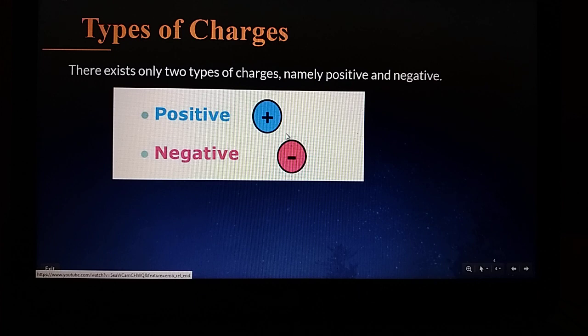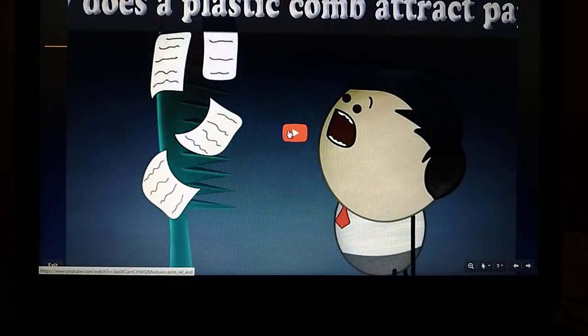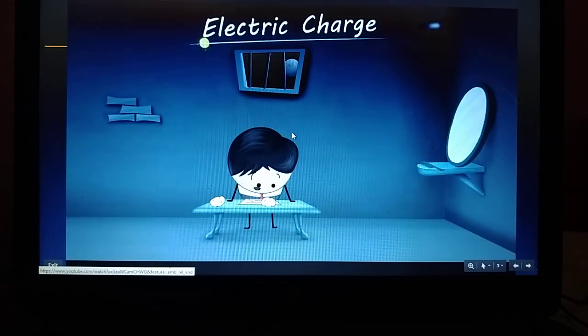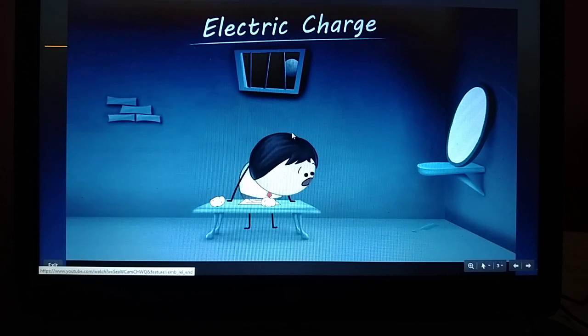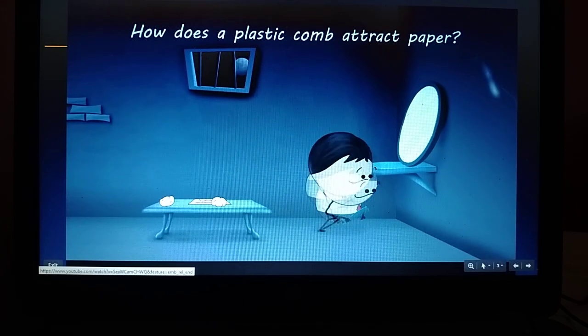If an object possesses an electric charge, it is said to be electrified or charged. But when it has no charge, it is said to be electrically neutral. Hence, the total or net charge Q is equal to 0. Here is a video, you can just take a look. It's about electrical charges and their production.